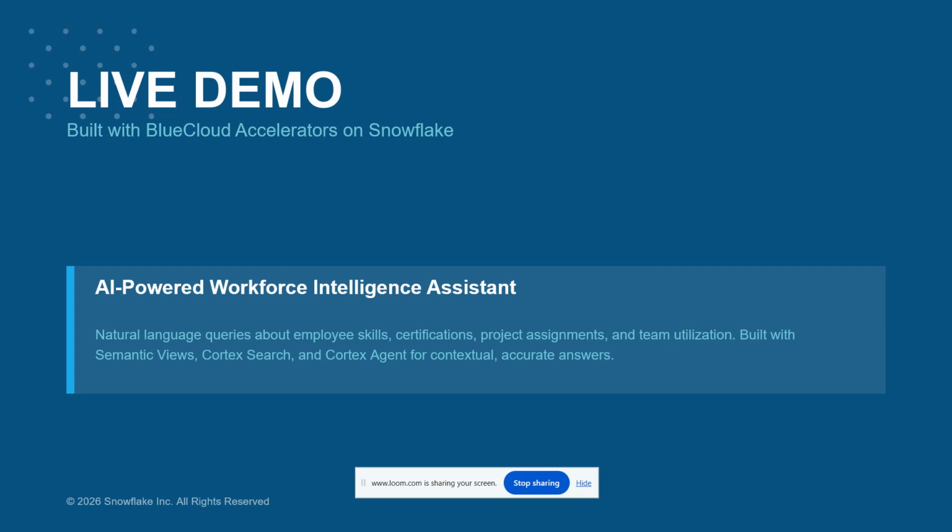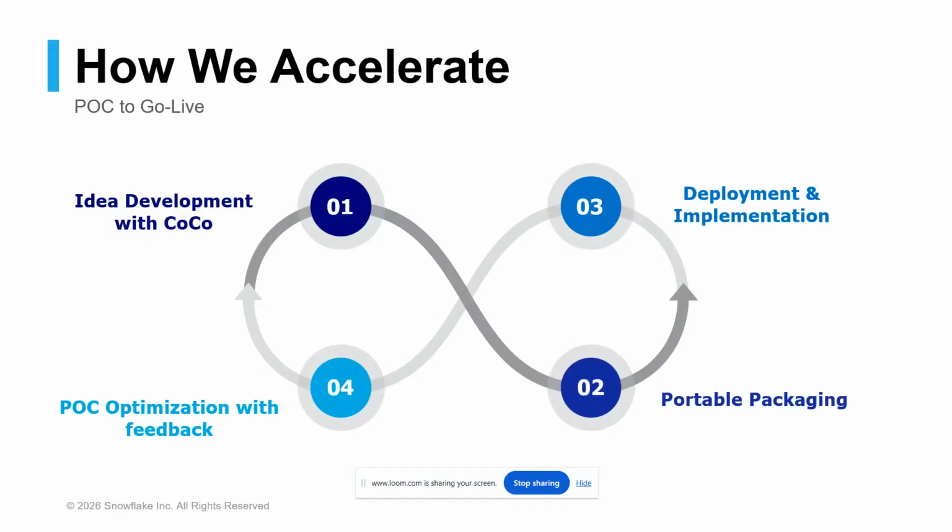The process that we follow has 4 stages to it. The first stage being the idea development with COCO, as we call it, Cortex code. The second stage being how do we portably package this idea that we develop. Third stage being deployment and implementation on a client environment, their Snowflake account. And fourth stage, how do we take the feedback we get from the implementation and improve our accelerator itself.